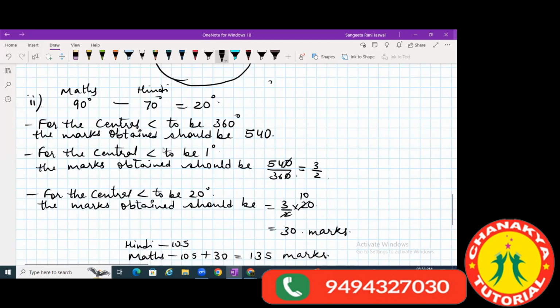First, I'm taking the other way. Now this time I'm taking for angle to be 360, the marks obtained should be 540. Okay. So for 1 degree, it should be 540 by 360. Right? For 20 degrees, the marks should be 540 by 360 into 20. Like this. 540 by 360 is nothing but 3 by 2. You understood this?